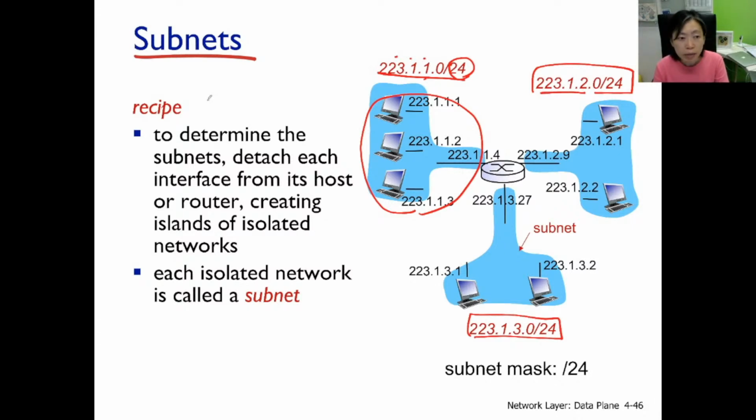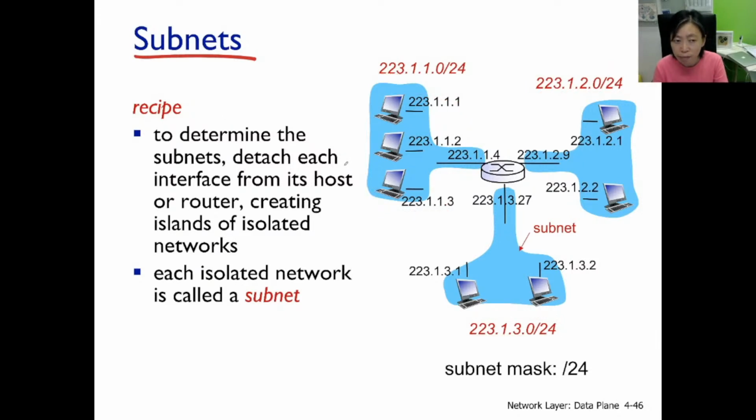And what I'm teaching you here is there is an easier way to tell how many subnets we have. Because if you want to assign the subnet address, if you need to decide how long the subnet part of the IP address is, you do want to know, inside your network, how many subnets there are, and inside each subnet, how many machines or network interfaces there are. To determine the number of subnets you have, you need to detach each interface from its host or router. As a result, it's going to create an island of these isolated networks.